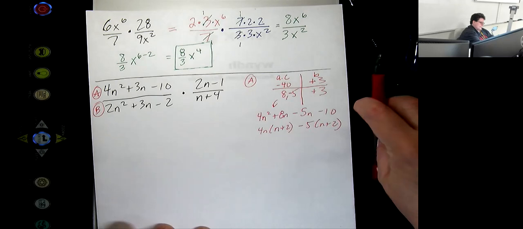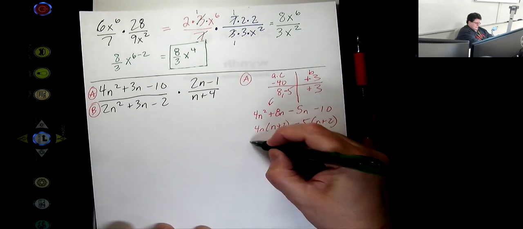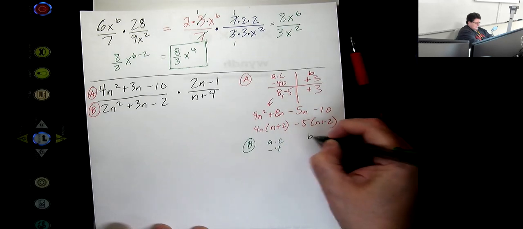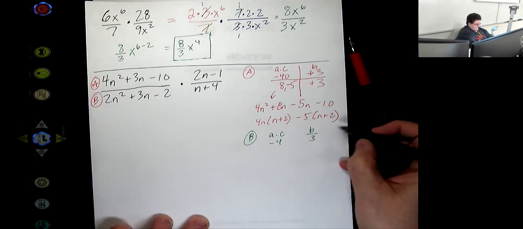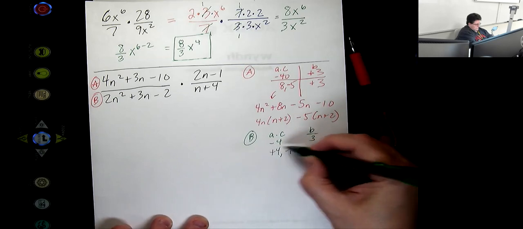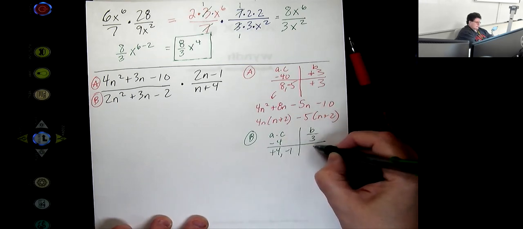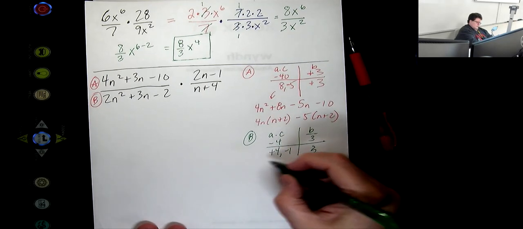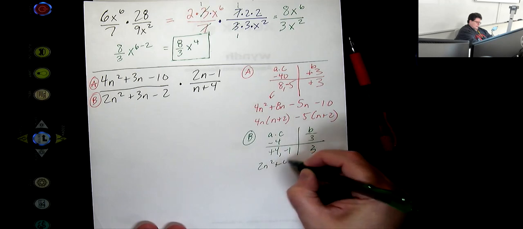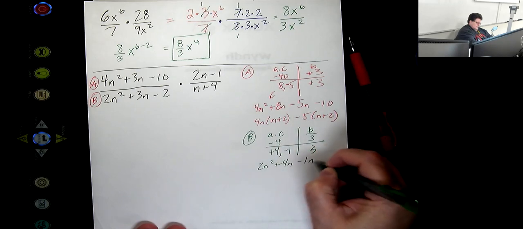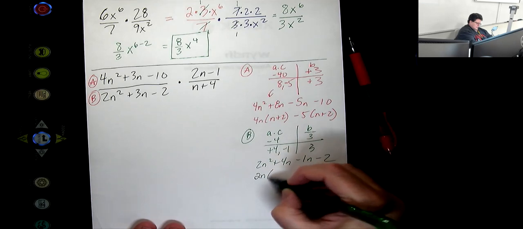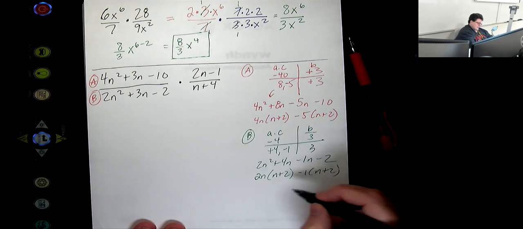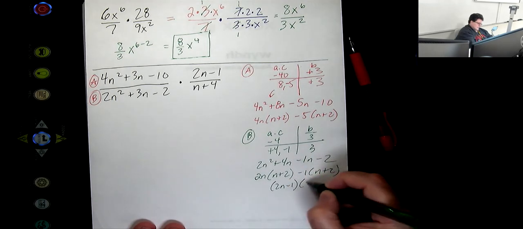And then if I factor B, A times C is -4, B is 3. Looks like +4 and -1 will work. So I have 2n squared plus 4n minus 1n minus 2. And if I finish factoring that, I get 2n minus 1 times n plus 2.